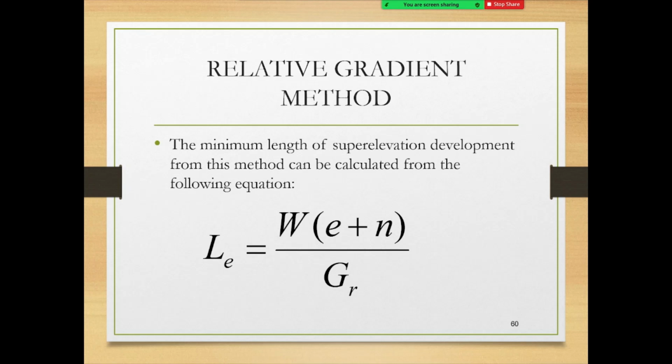not minus, plus, plus 2.5. It should be minus, but you are applying plus here. And GR is relative gradient. GR is relative gradient, that is given in a table.